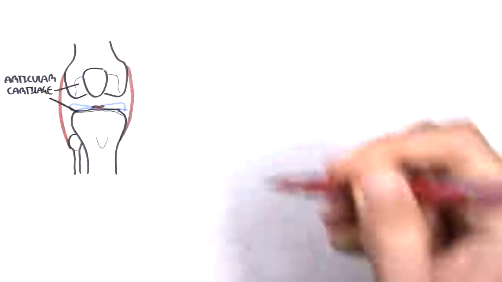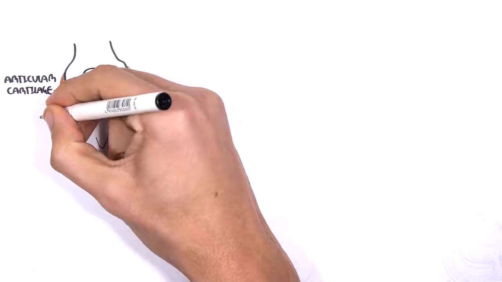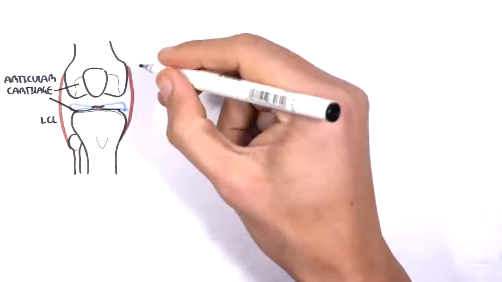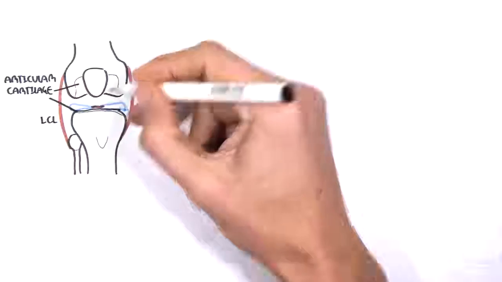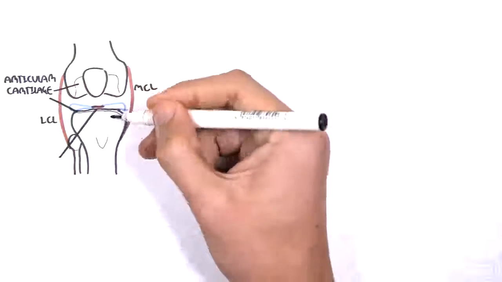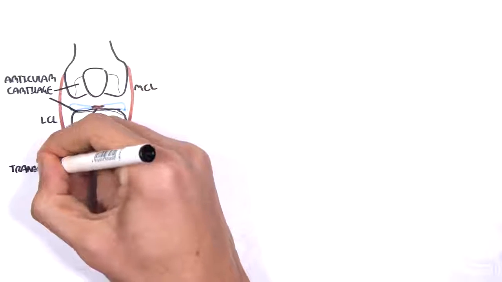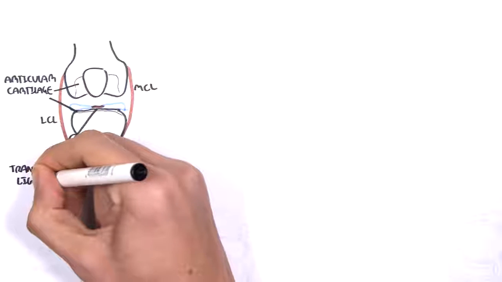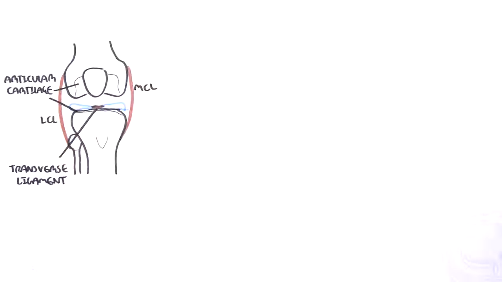The ligament on the lateral side is the lateral collateral ligament, and the ligament on the medial side is the medial collateral ligament. Here is the transverse ligament, which joins the two anterior parts of the menisci with each other and supposedly prevents the meniscus from moving forward.